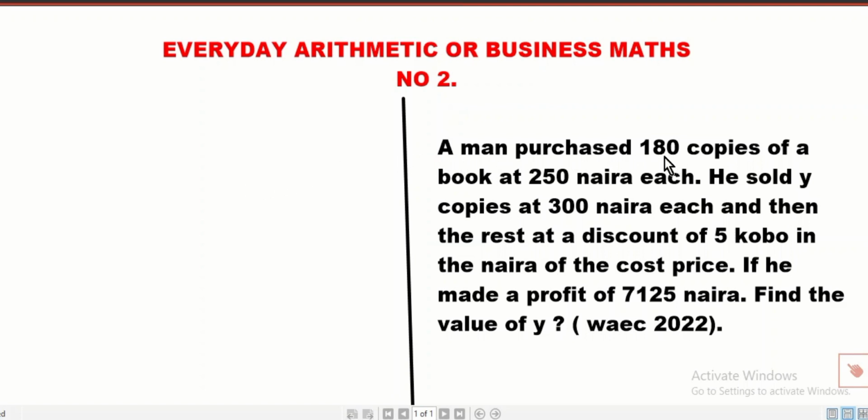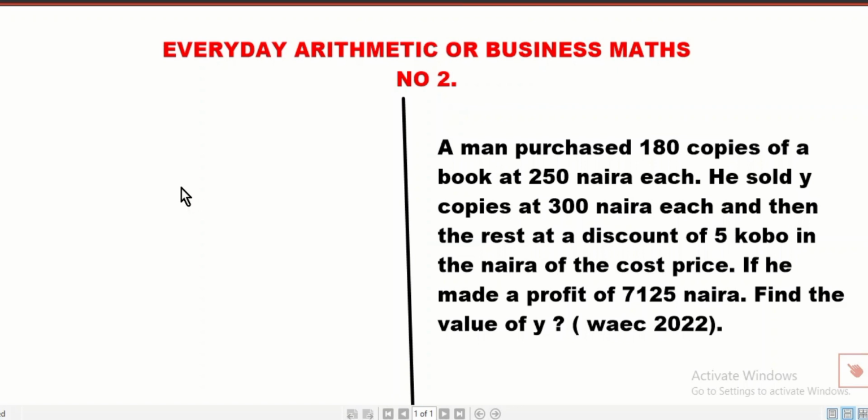Now the question says a man purchased 180 copies of a book at 250 naira each. He sold Y copies at 300 naira each, and then the rest at a discount of 5 kobo in the naira of the cost price. If he made a profit of 7,125 naira, find the value of Y. This is WAEC 2022.